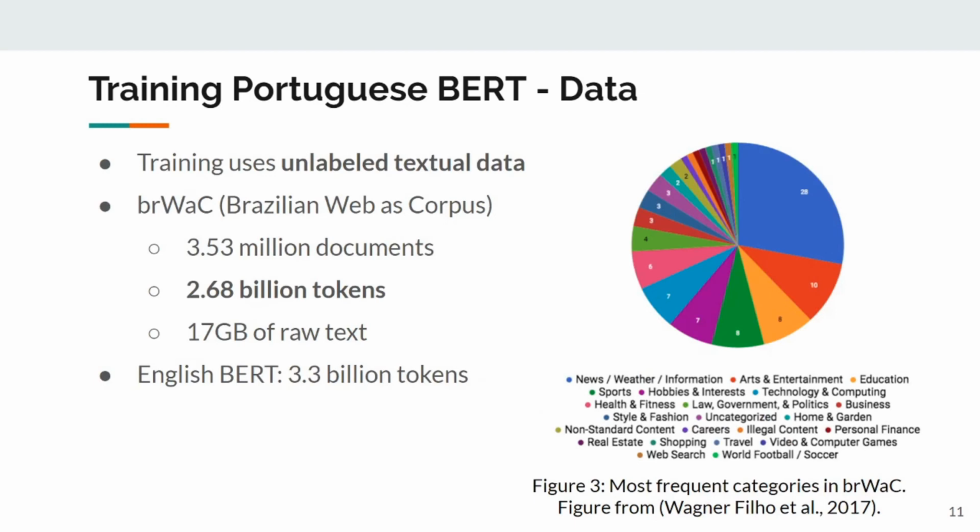The second step is to gather unlabeled data, preferably with high diversity and good quality. For that, we use BrWaC, a web crawl of Brazilian web pages that meets these requirements and has 2.6 billion tokens. As a comparison, English BERT was trained on 3.3 billion tokens.